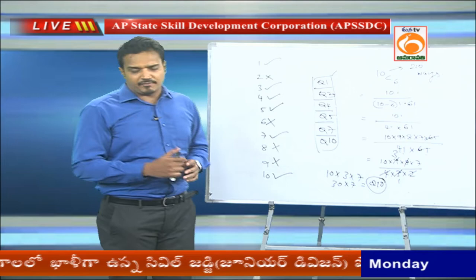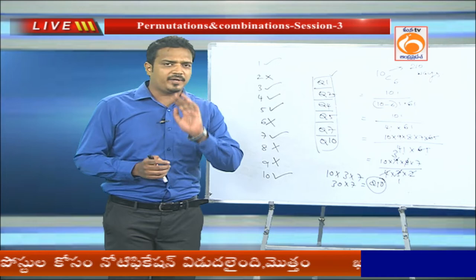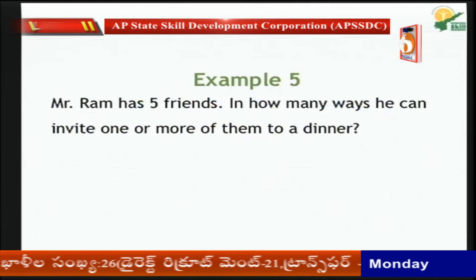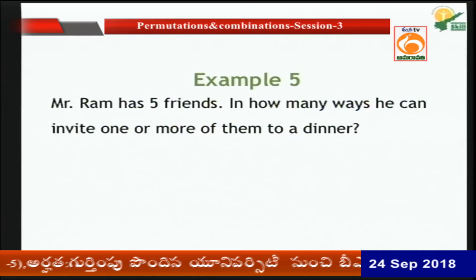Mr. Ram has five friends. This is a very important question which you need to understand. In how many ways can he invite one or more of them to a dinner? I repeat, Mr. Ram has five friends.